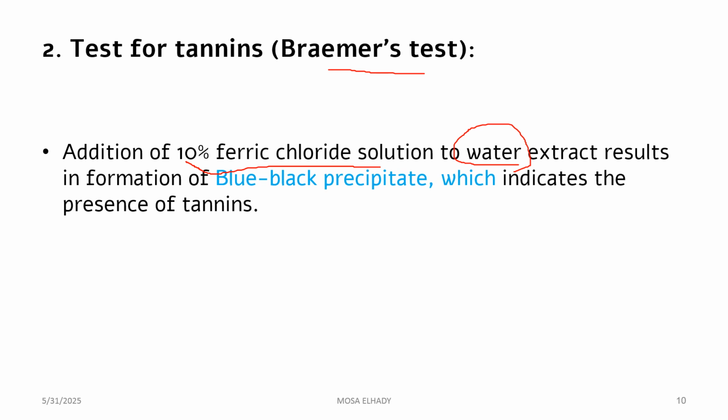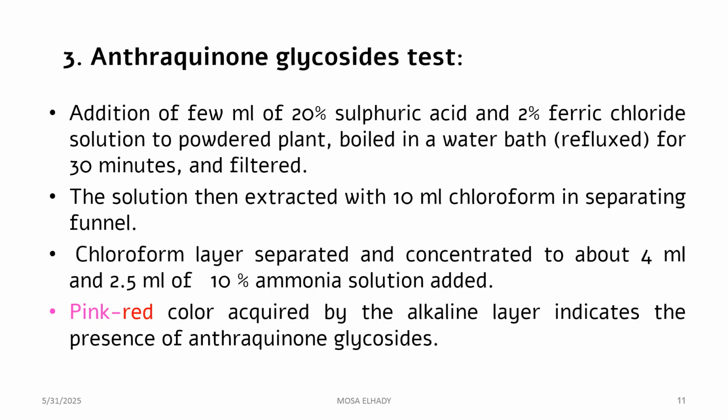In interpretation, for the last step, we note the change in color. If tannin is present, the color of the solution changes to blue-black with formation of precipitate. This indicates the presence of tannins, formation of blue-black precipitate by addition of 10% ferric chloride solution. For glycosides, as we know, glycosides consist of two parts, sugar and an aglycone.